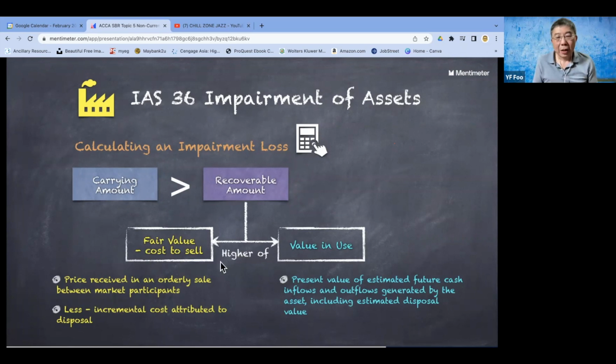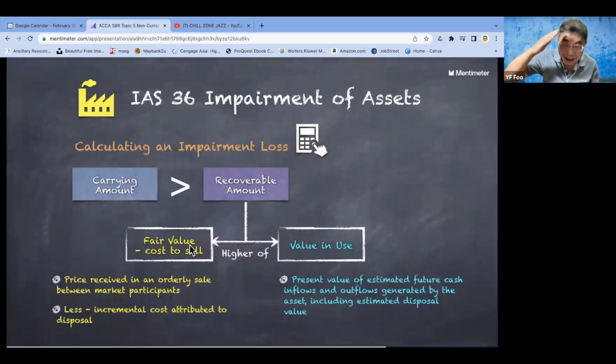If you can calculate them, you will calculate two values. One is the fair value less cost to sell. You should be familiar by now. What does it mean by fair value less cost to sell, right? So this fair value less cost to sell is explaining that you plan to recover that asset through its sale. Okay, so if you plan to recover that asset by selling it, then how much will you get when you sell it? So that should be your fair value.